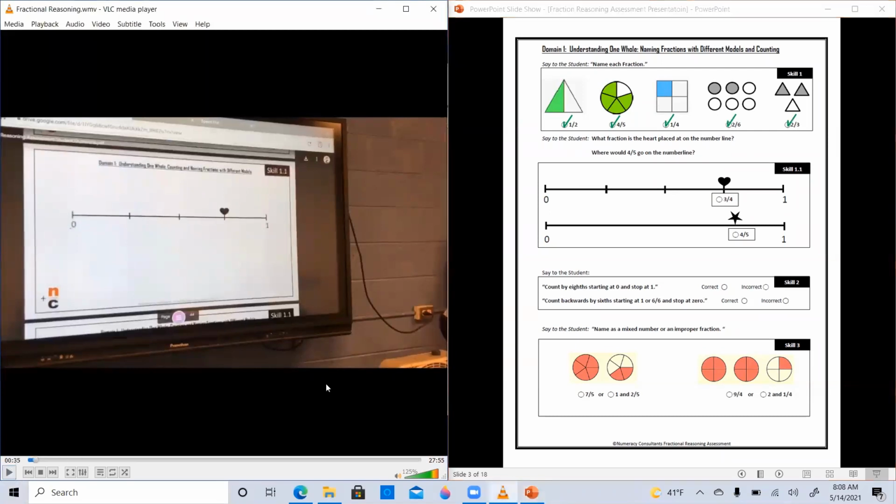Okay, what fraction? So skill 1.1 is an extension of skill 1, but it's saying, can they take their knowledge of parts of a whole and parts of a set and transfer that to fractions on a number line? Where is the heart place at? Three holes? It's at 3 holes? No.